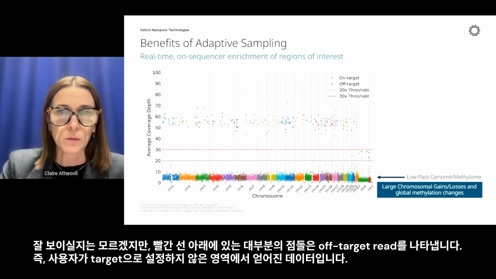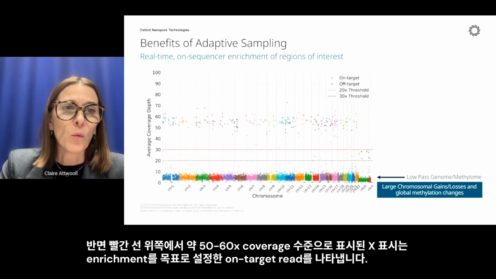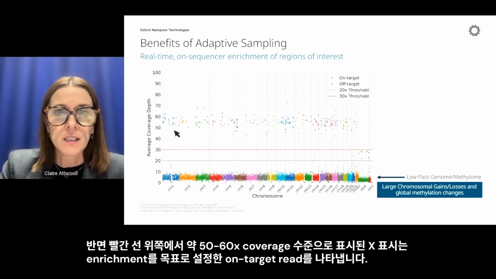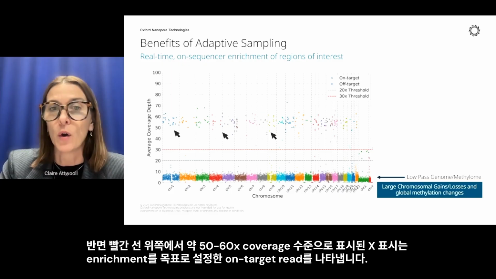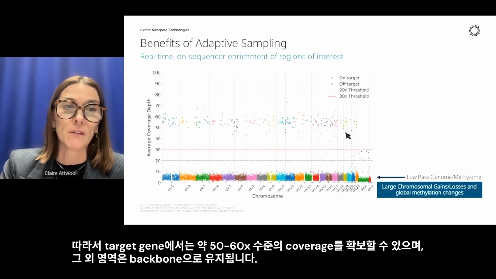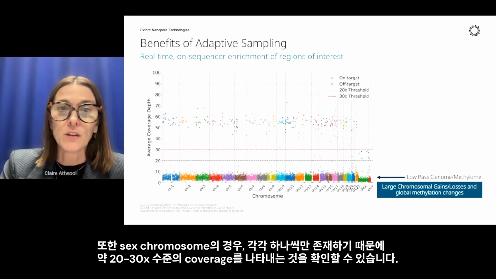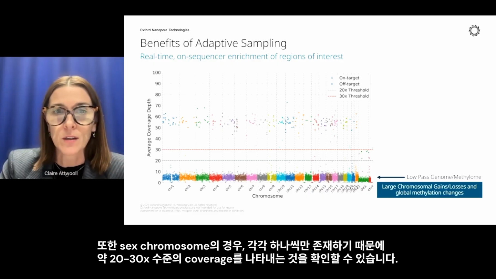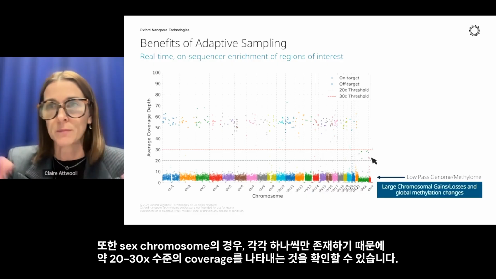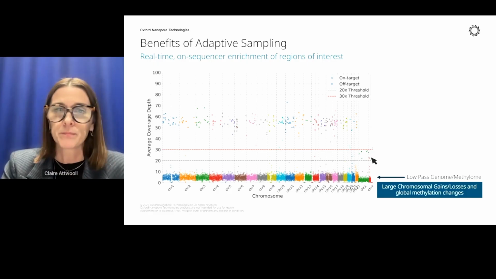So these are not things that we were targeting. Whereas these X's that are above the line up here, that are in the 50 to 60X range, represent our on-target reads that we were targeting for enrichment. And so we have 50 to 60X coverage of the genes of interest, and then this backbone. And then you can see actually really nicely here that we have 20 to 30X of our sex chromosome targets because we only have one of each chromosome.